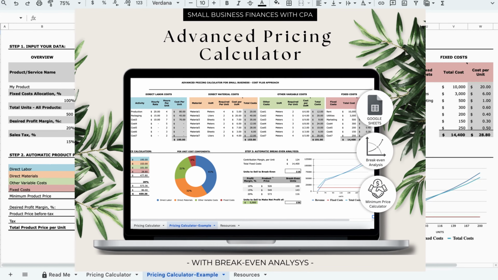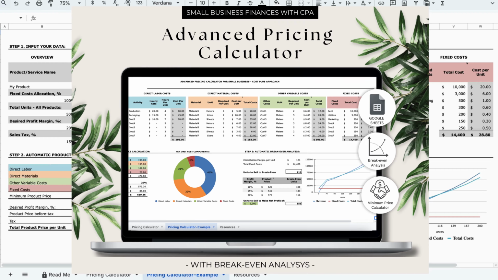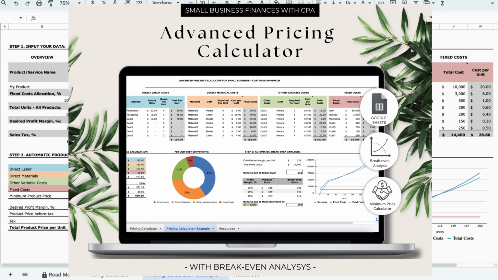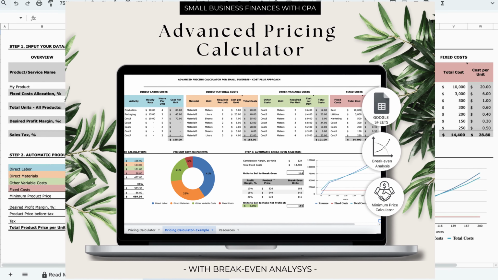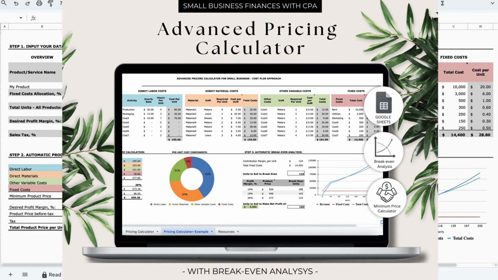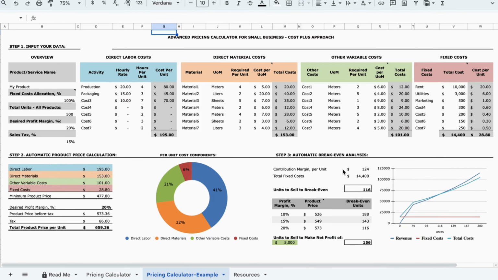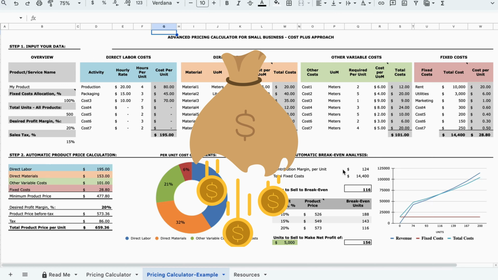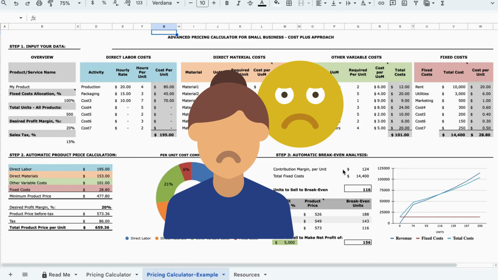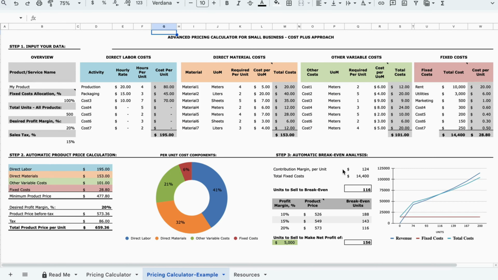In today's video, I'm going to walk you through my advanced pricing calculator template. This tool is designed to help small business owners, freelancers, and entrepreneurs set profitable prices while also understanding their break-even point. Pricing can be tricky because if your price is too low, you can lose profit, and if it's too high, you risk losing customers. That's why I built this template. It gives you a clear dashboard where you can test different scenarios, instantly see your margins, and identify your break-even point.